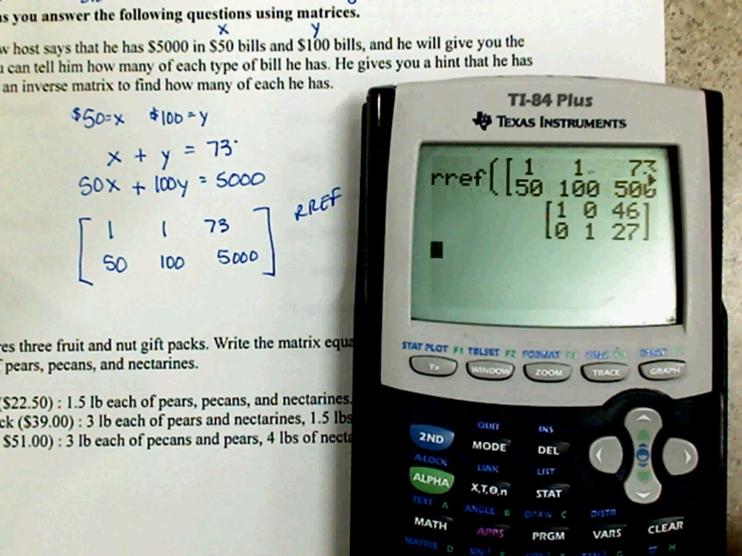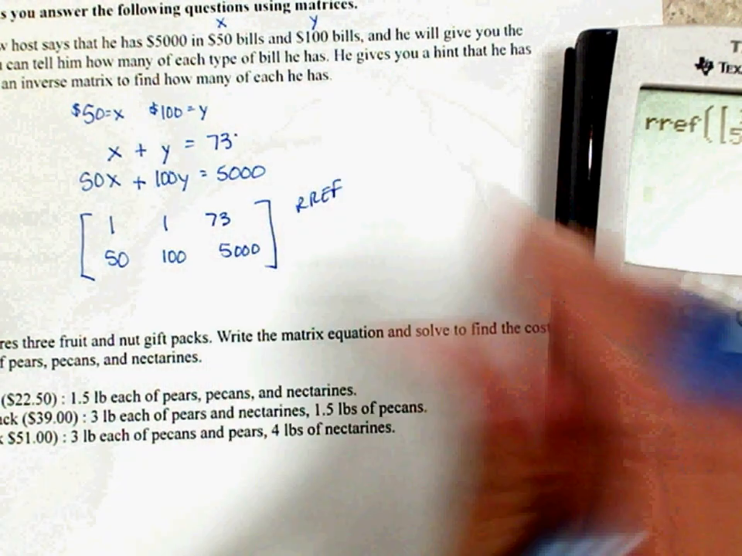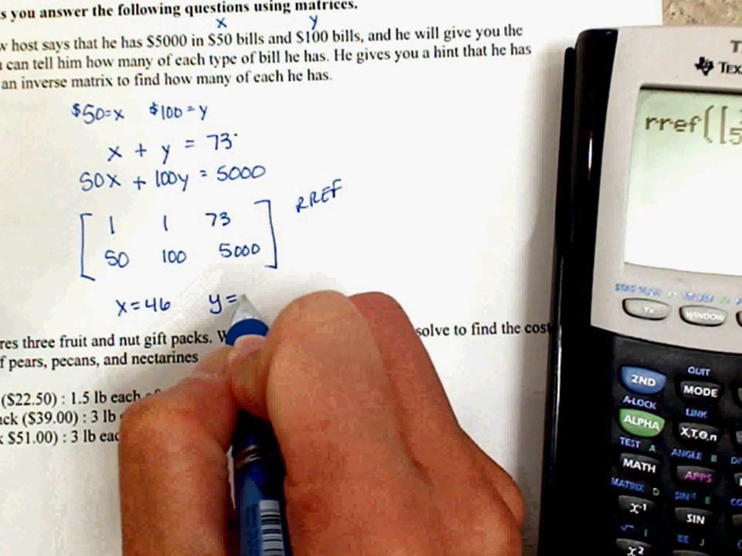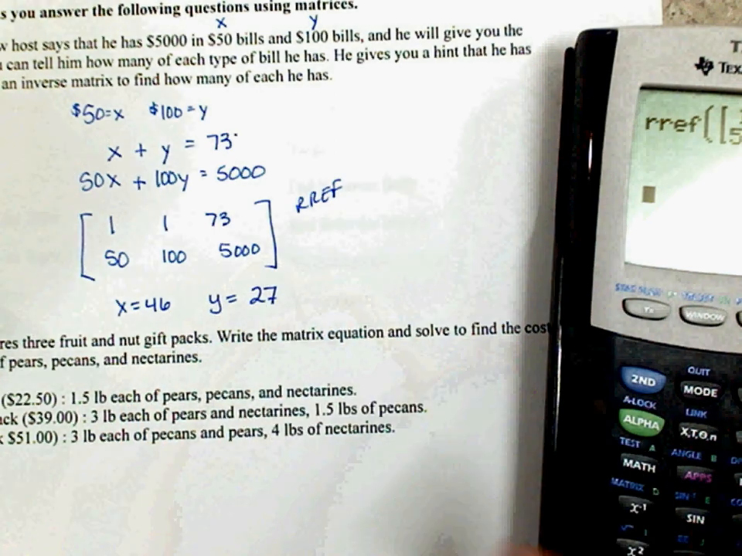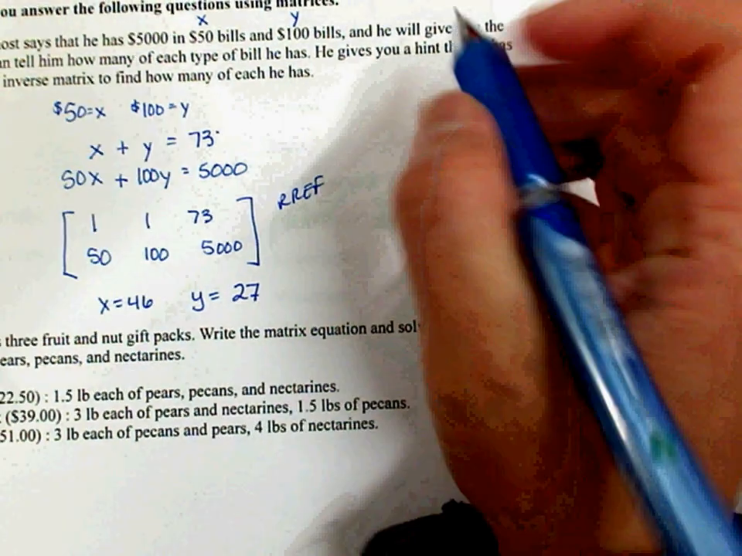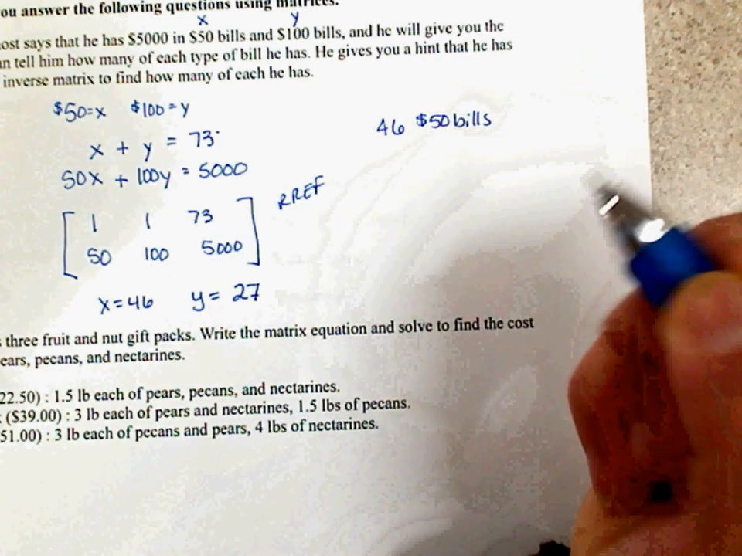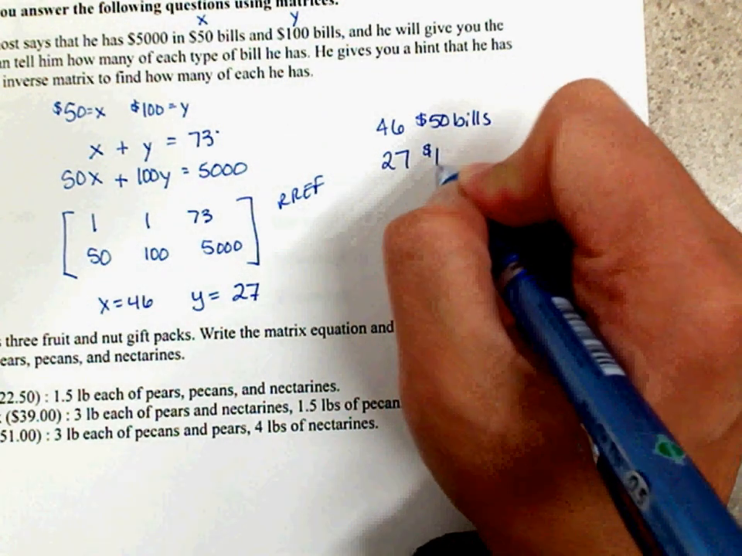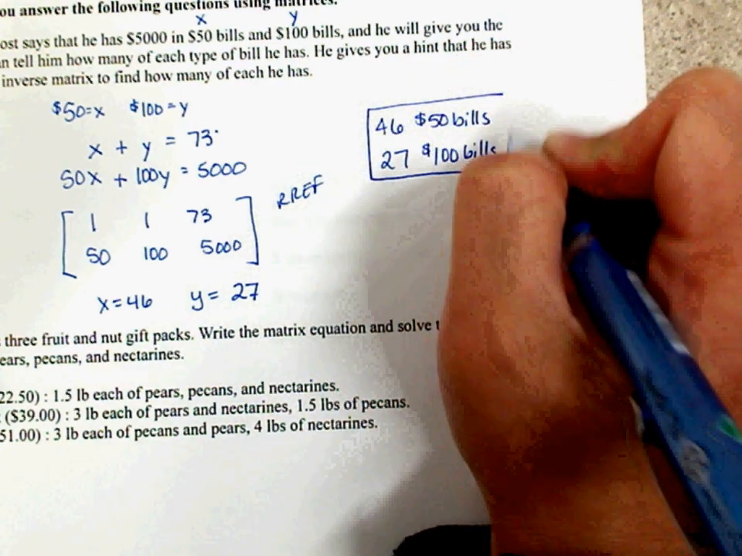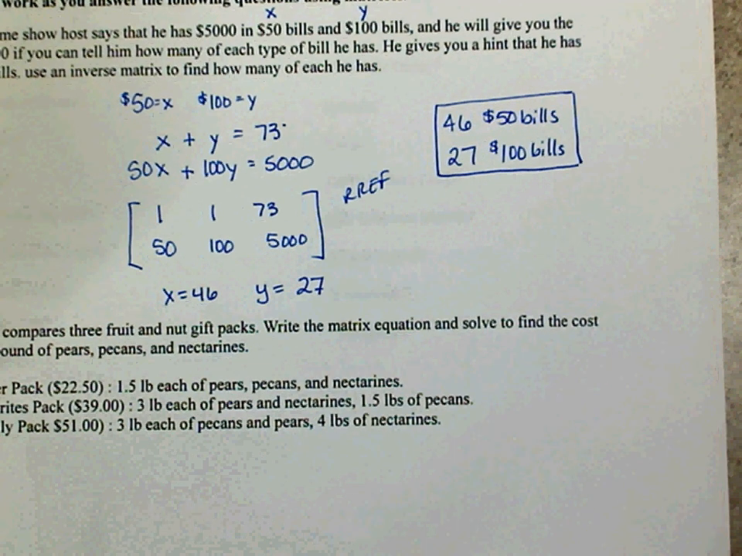Okay. See how they make a diagonal? Okay, an identity. So it says X is equal to 46 and Y is equal to 27. All right. So what does that mean? That means he has 46 $50 bills, 27 $100 bills. And there you have it. Okay? So it's just a word problem. You guys can do this.